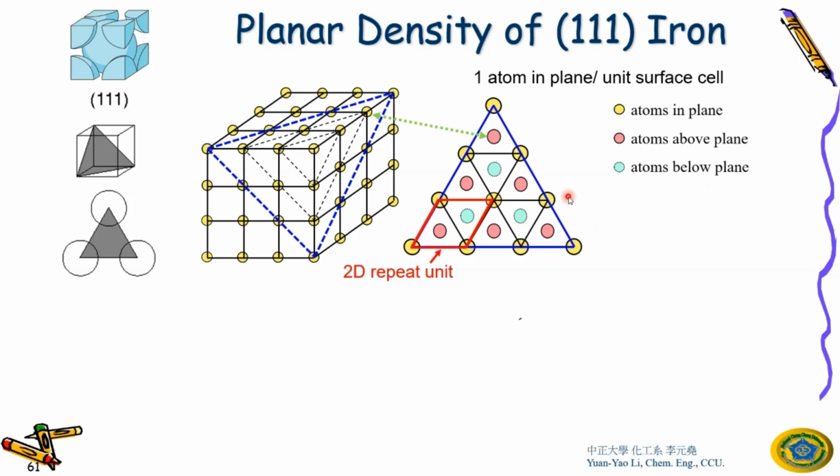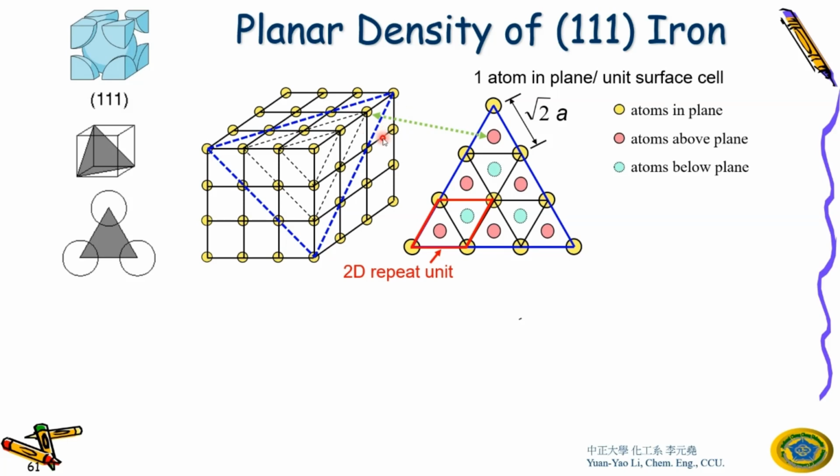Okay, and now we need to find out how many atoms in a plane per repeat unit. It's one atom. How many atoms in this repeat unit? This one doesn't count. This one doesn't count. But only this part, and this part count. So there's only one atom in a plane per unit surface cell or repeat unit. This area counts only one. And of course, you understand this distance is what? Root 2a.